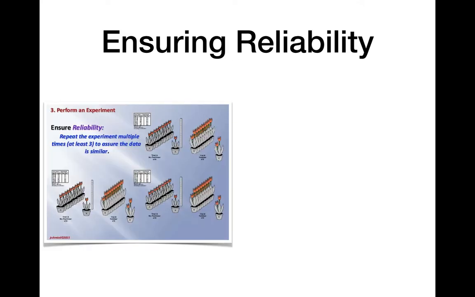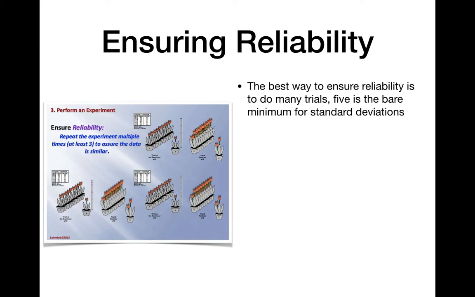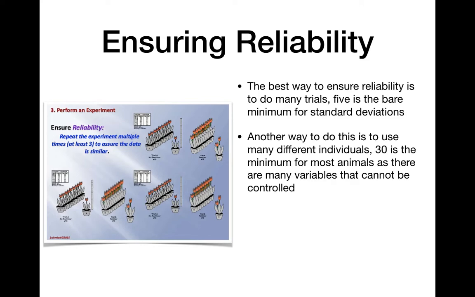Okay, to make sure it's reliable, that's the other part here. The best way to make sure it's reliable is to do many, many trials. 5 is the minimum we're going to say for IAs. 3 is what you've probably been told for a long time. And the reason why we say 5 now is because 5 is a minimum for standard deviations from the mean. And that's a very basic test you need to be able to do for statistics, for graphing, all those kinds of things. So at least 5 trials. Remember, a trial means exactly the same thing multiple times.